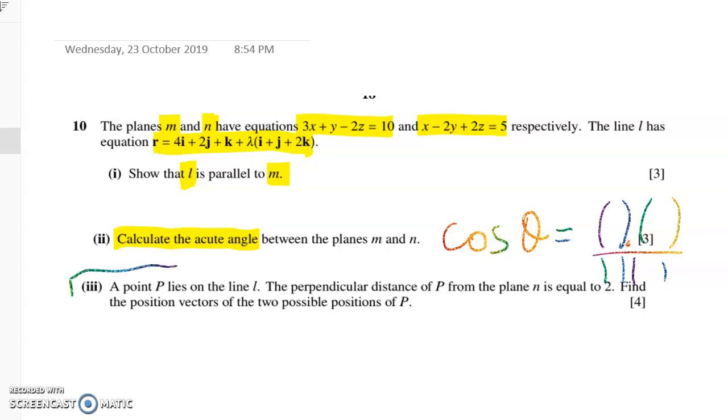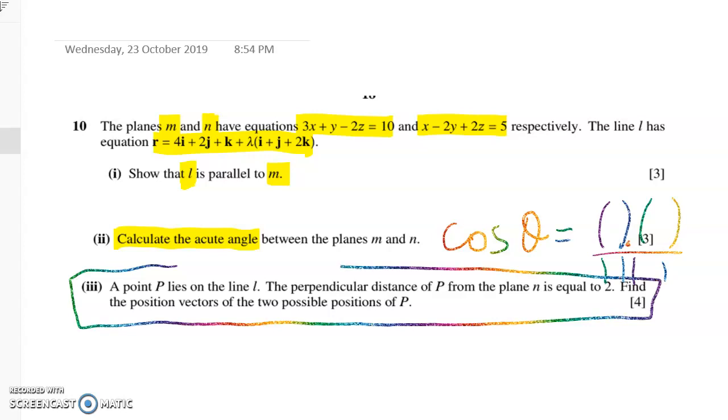And lastly, we've got this one. We've got a point lying on a line, and we're told that that point is 2 units away from the plane N. You've got to be quite careful in this question to use the right things here. I remember when I first did this question during last year's exam, I spent a couple of minutes getting all muddled up about what was M and N. That wasn't good. And then find the position vectors of the 2 possible positions of P.